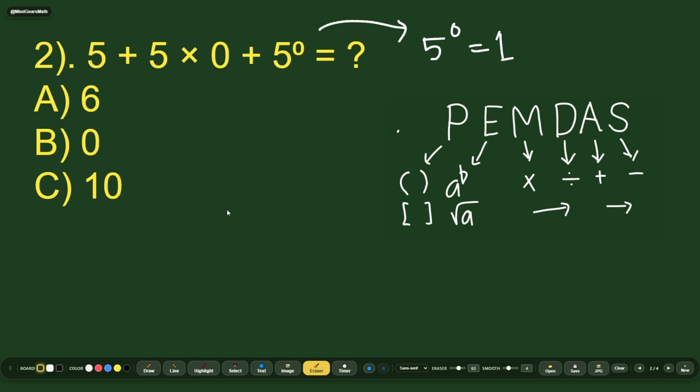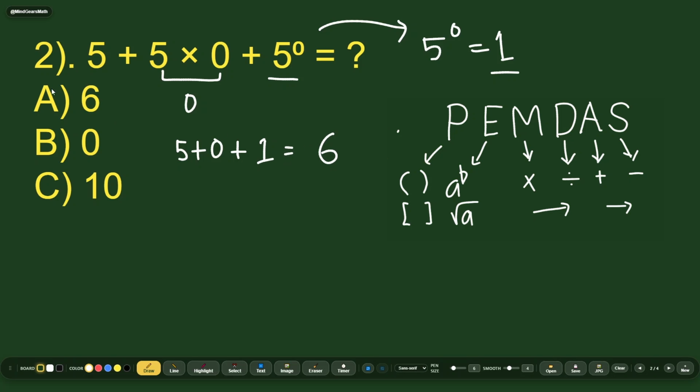Remember the PEMDAS rules that we have discussed. First we have to do 5 times 0, which is equal to 0, then 5 plus 0, and then plus 1. So the answer is 6. The correct answer is A. Let's move to the next question.